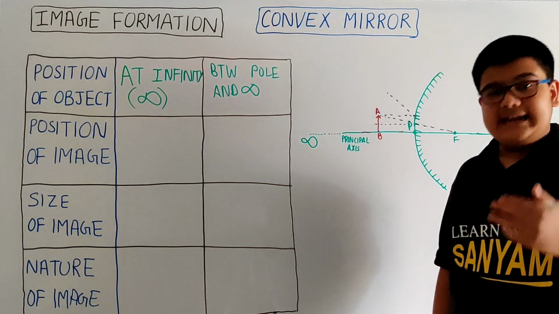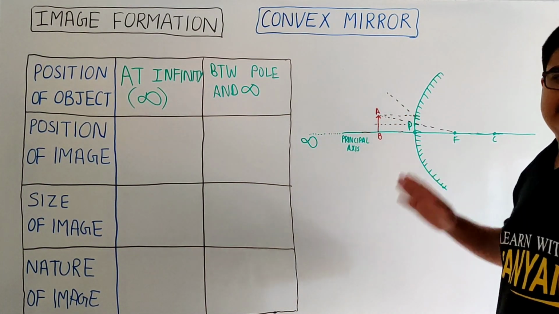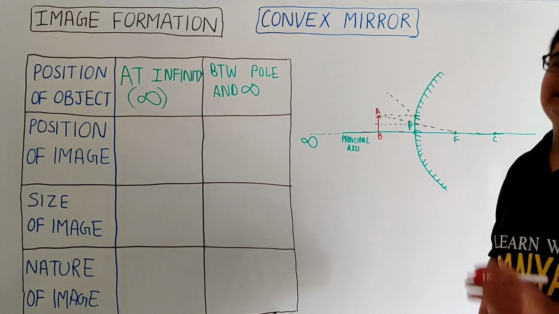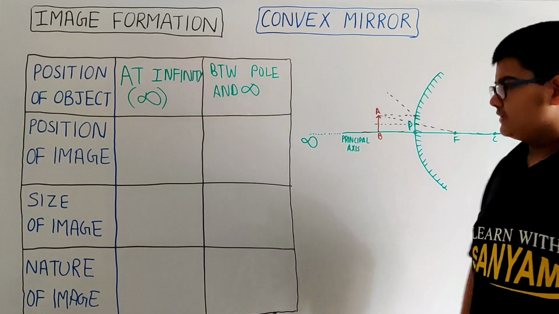Now we will use any two rules to draw the two rays coming from this object, and where they intersect, at that point the image will be formed, and after that we will get the properties of the image.